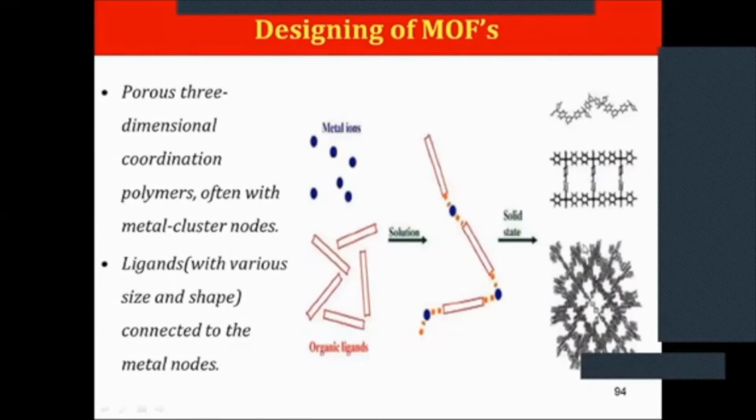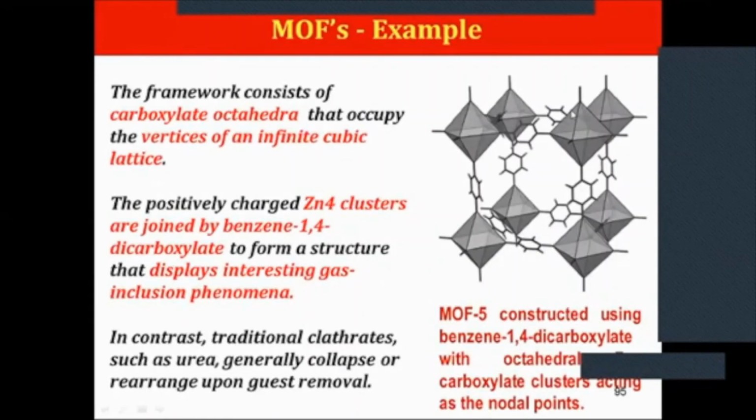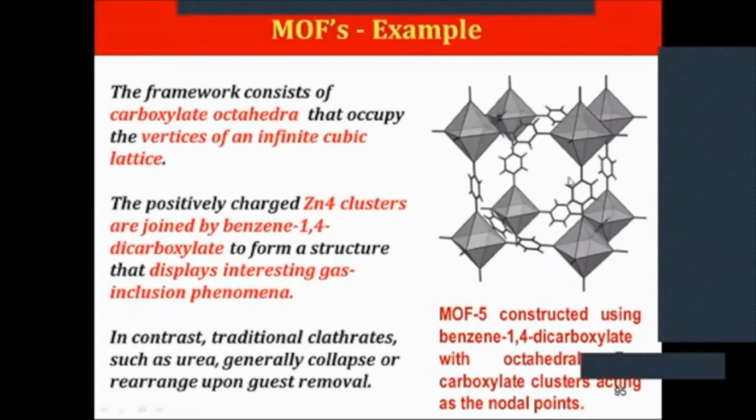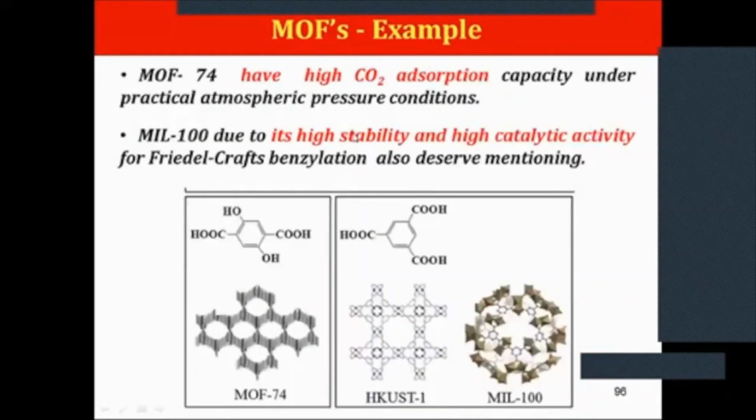You can see this is one of the structures which is called MOF5, with benzene dicarboxylic acid and zinc atoms, tetrahedral zinc atoms. They form a structure which is called MOF5. There are pores here where it can have gas storage, etc. Then this is MOF74, benzene dicarboxylic acid with two hydroxyl groups, which has a high carbon dioxide absorption inside the pores.